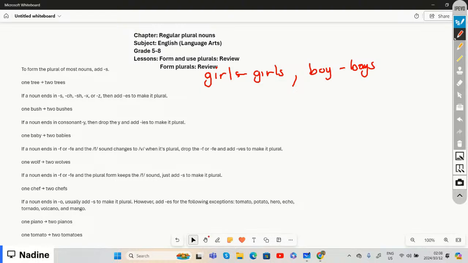All right. So now when it comes to the noun, if our noun ends in s, ch, sh, x, or z, then we need to add an es to make it plural. And we have an example with bush. Bush ends in sh. So one bush, two or more bushes. And we added an es to show the plural form of that noun.